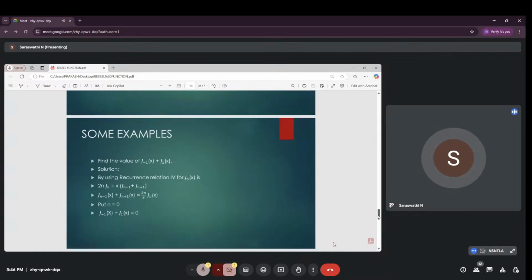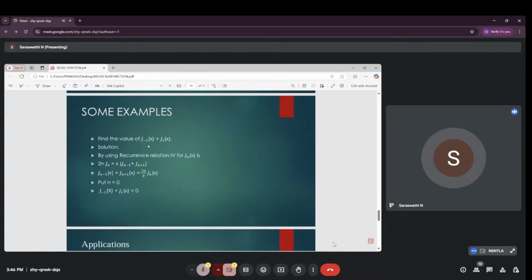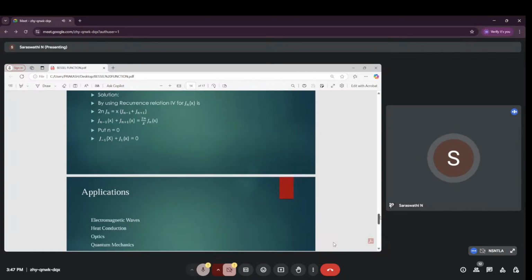One example is to find the value of J minus 1 of x plus J1 of x. Using the recurrence relation, fourth one, for Jn of x: 2n Jn of x equal to x into Jn minus 1 plus Jn plus 1. Next, this x is on the other side: 2n divided by x into Jn of x. Put n equal to 0, J minus 1 plus J1 of x equal to 0.